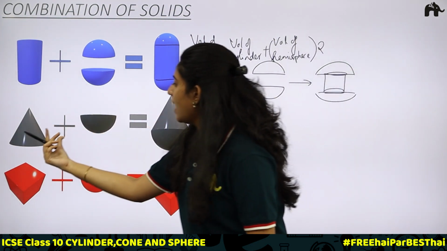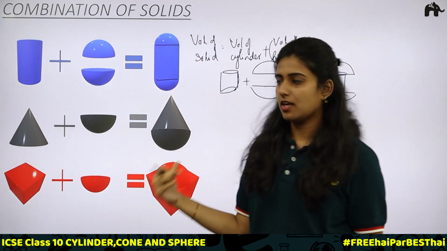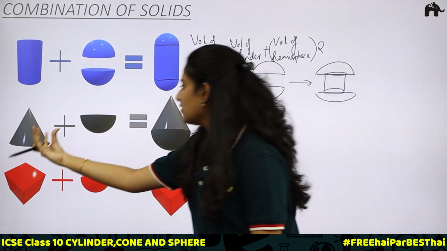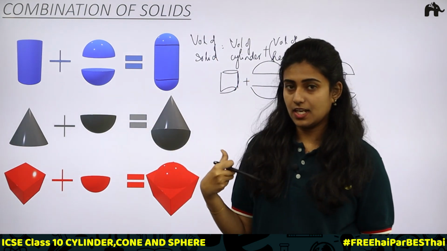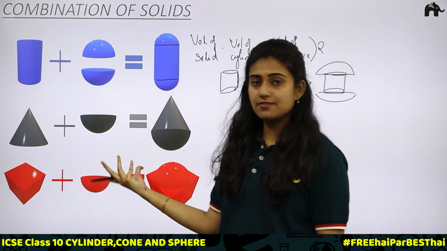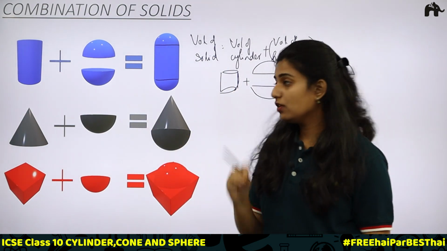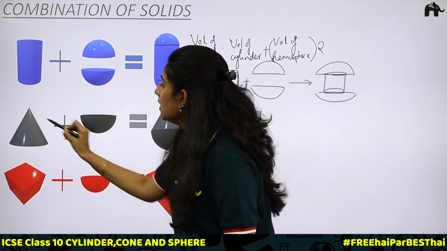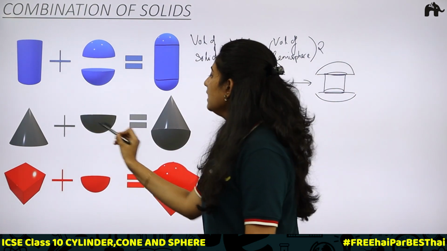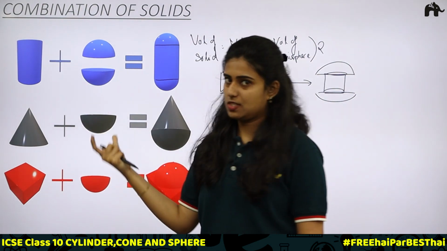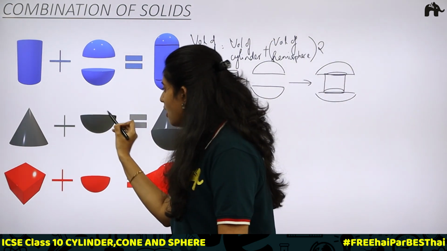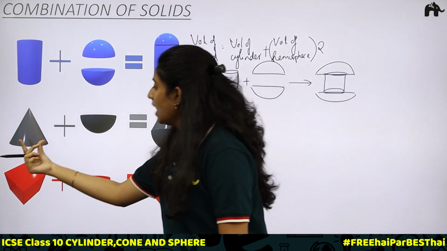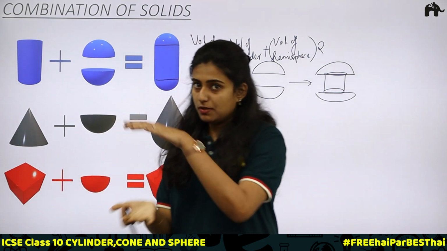Next, if you have a cone and a hemisphere, how to find the volume? Volume of cone plus the volume of the hemisphere. When it comes to the total surface area of the solid which is formed, you will be including the curved surface area of the cone and the curved surface area of the hemisphere. You don't need to take the total surface area because the base of the hemisphere and the base of the cone will be fitted together.